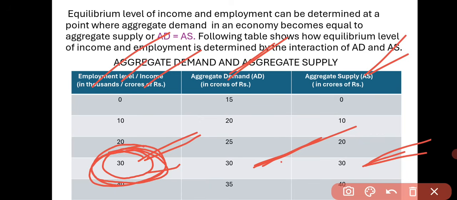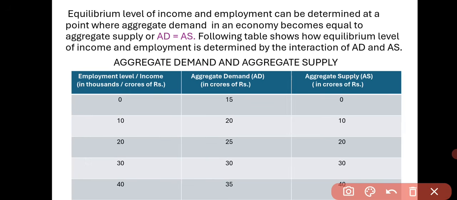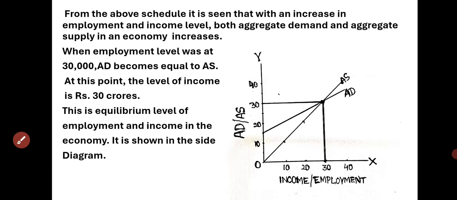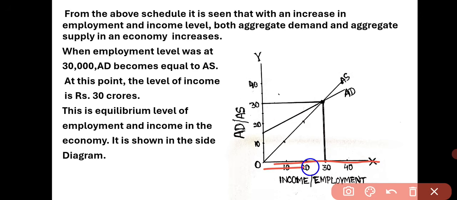Now, we will represent this in a combined diagram. You see, in this diagram, we have taken income and employment on the OX axis, both income and employment are taken, and on the OY axis, aggregate demand and aggregate supply are taken.